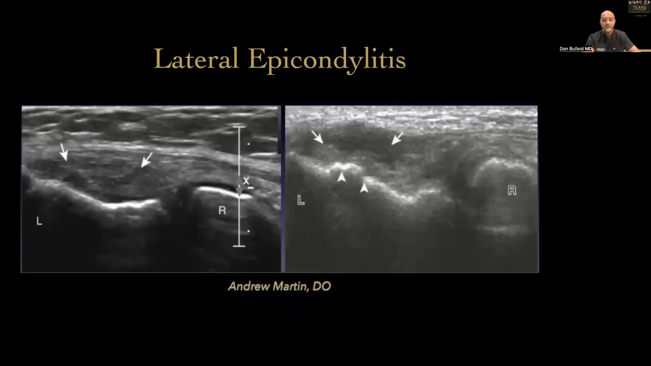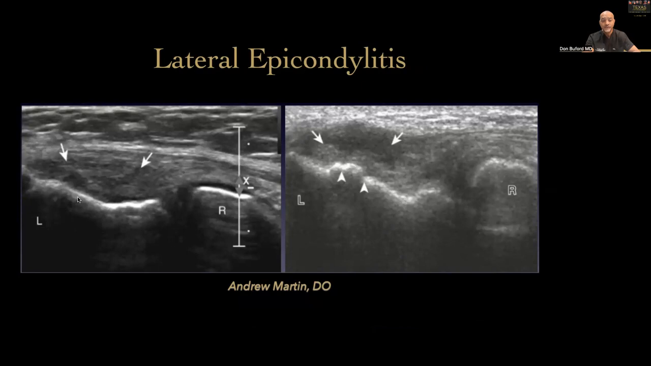When it looks this bad, it becomes even more obvious. Here, if you look on the left side, you can see this broad area of hypoechogenicity. It's just darker than it should be. And remember, with ultrasound, if you're ever not certain, use the opposite elbow as your control and see if there's a side-to-side difference in the appearance.